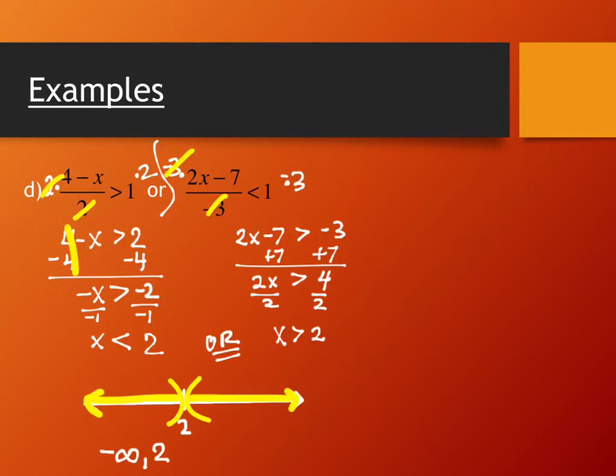The individual pieces you're familiar enough with, right? It's negative infinity to 2, it's 2 to infinity. I put parentheses on the infinities, always. My parentheses from the graph extend to my parentheses here. And what I put in between them is a U.